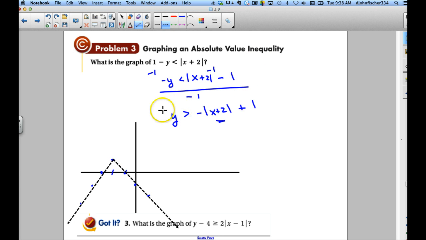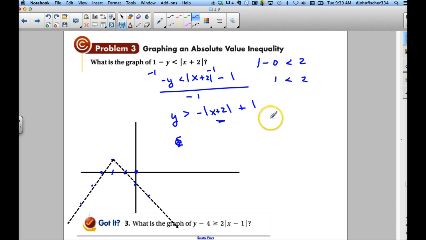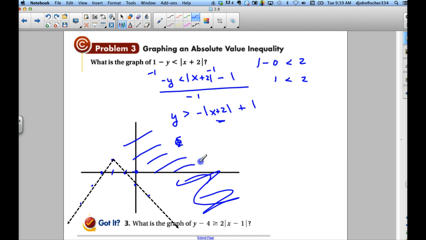We need a test value. Let's try the test value 0, 0, since this graph does not go through that point. And I always go back and test it in the original equation. 1 minus 0 is less than 0 plus 2, which is 2. So 1 is less than 2, and that's true. Therefore I want to shade where that is. So I'm going to shade out here, all the way around.